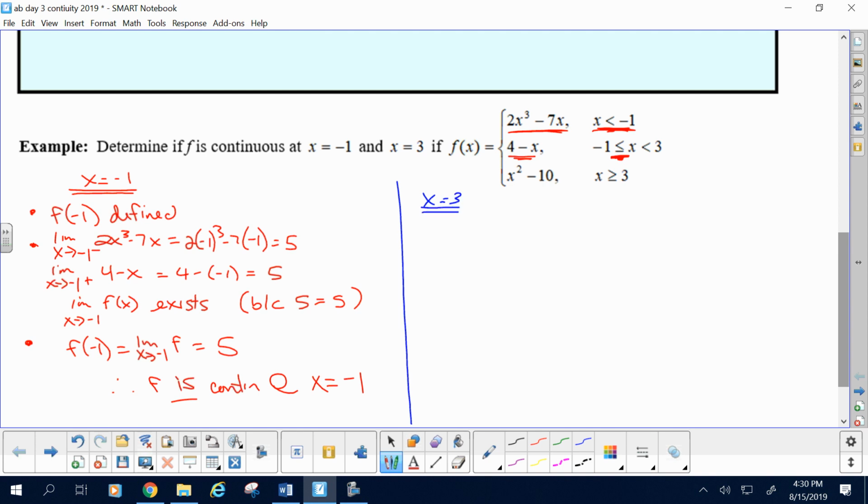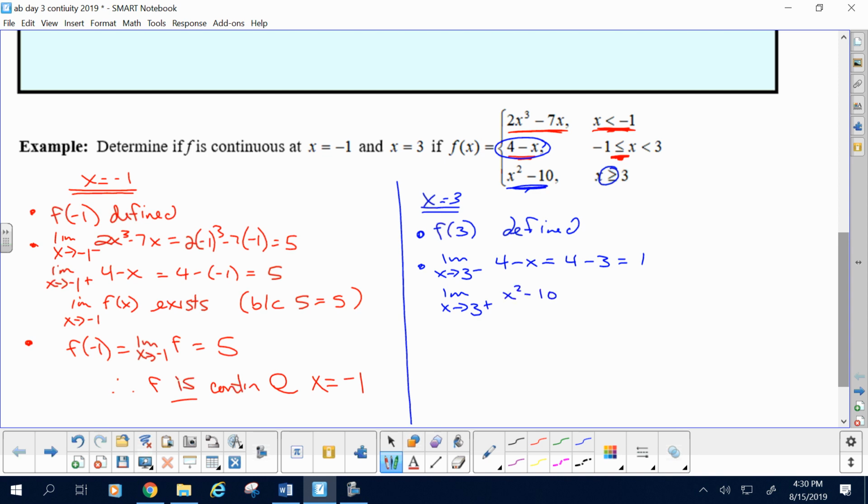All right, let's try at x equal 3. Do they tell you what to do when x equals 3? And this is equal to, so it is defined, f at 3 exists, or is defined. I guess you could say exists, but it's more common to say is defined. The limit as x goes to 3 from the left uses this branch, and that's 4 minus 3, so the left-hand limit is 1. The limit as x goes to 3 from the right uses this branch, that's x squared minus 10, which at 3 is 9 minus 10, that's -1.